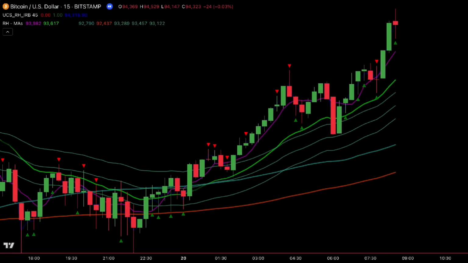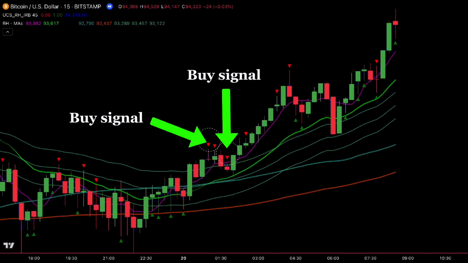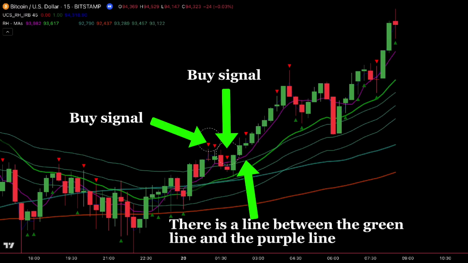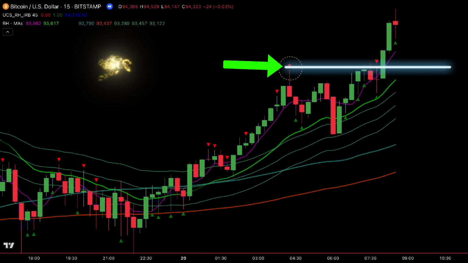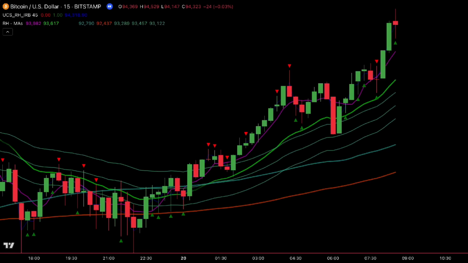Okay, look at this example. Here, we have this buy signal and this buy signal. Both worked, but we should avoid them. The reason is that there is a line between the green line and the purple line. When there is a line between them, the signal should be ignored because we are looking for a 45-degree formation. However, when the lines are parallel, like in this example, we can take this buy signal.